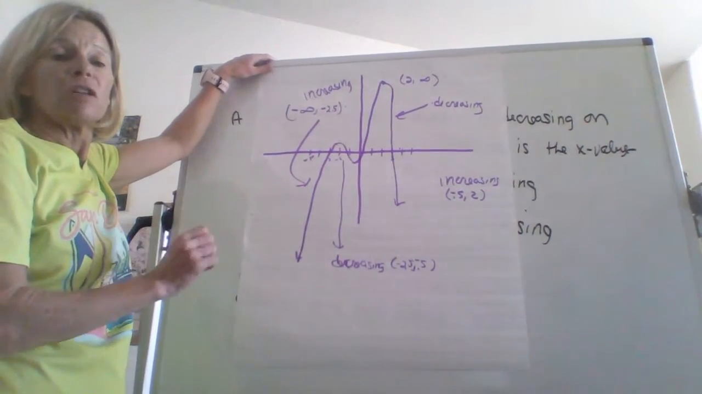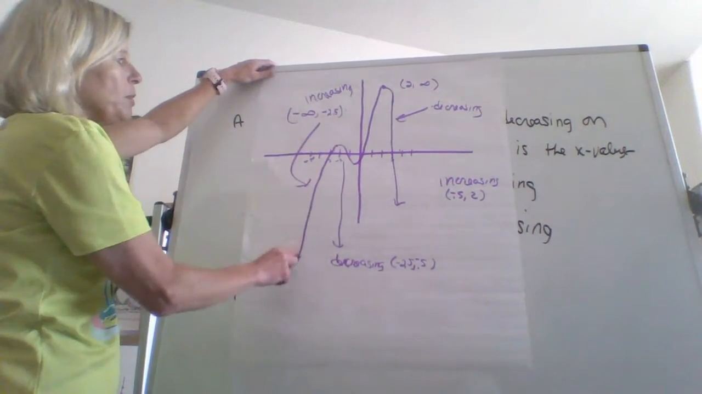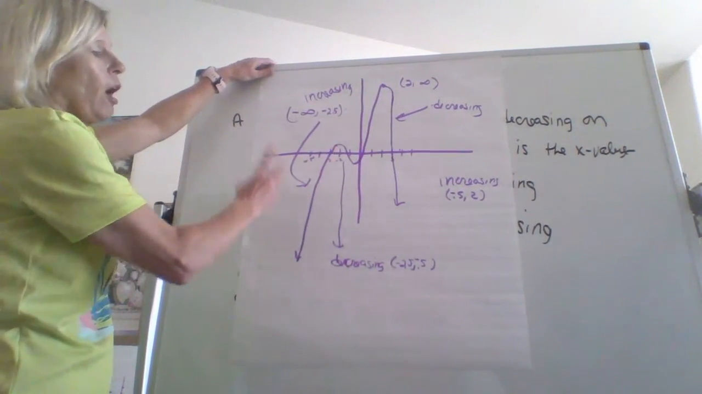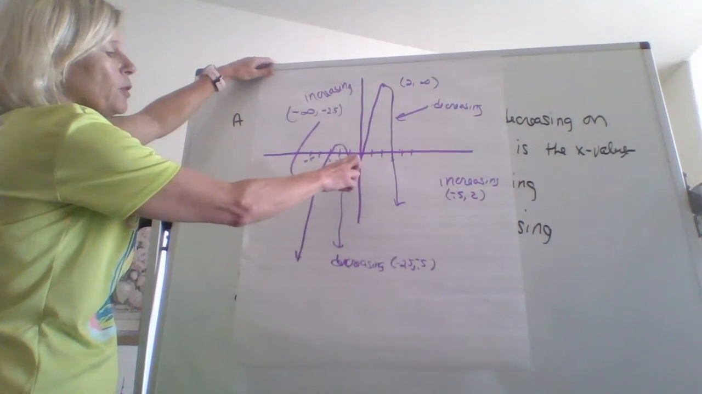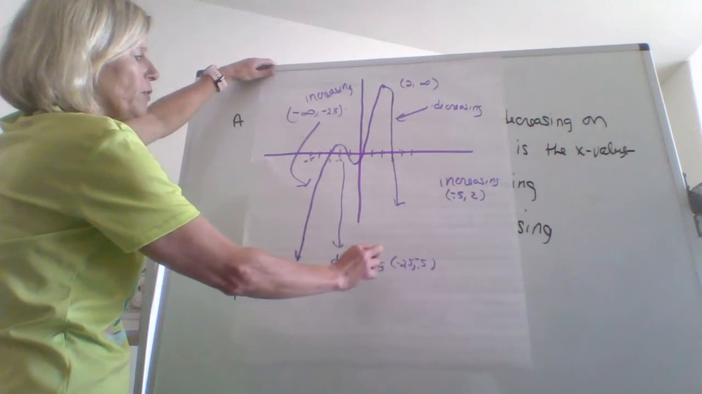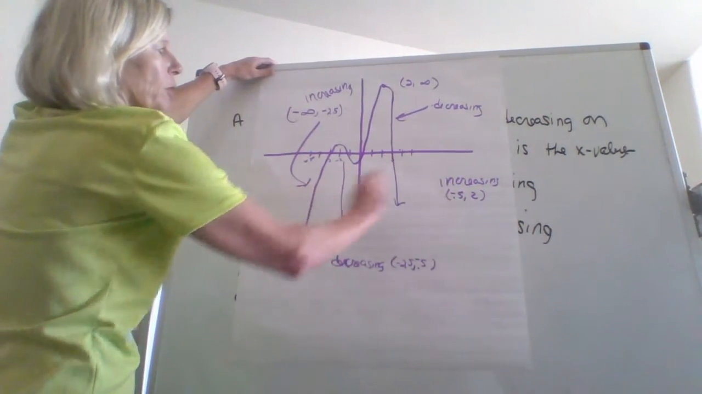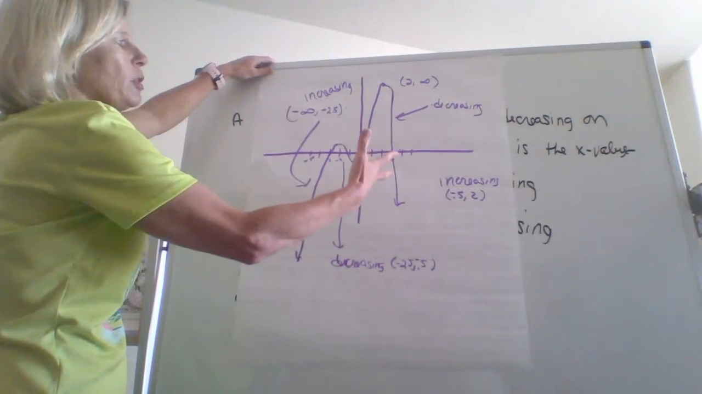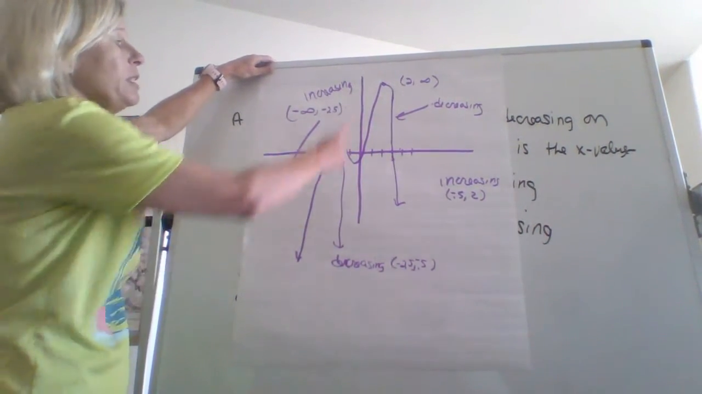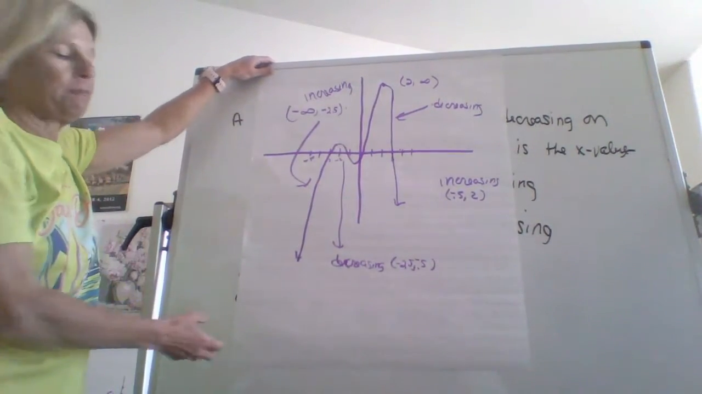If we want the largest interval where the function is increasing, that's going to be negative infinity to negative 2.5. Obviously, that's a much bigger interval than this other interval up over here, which was from negative 0.5 to 2. Similarly, if we want the largest interval where a function is decreasing, that's going to be from 2 to infinity.